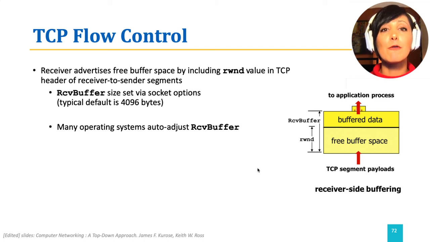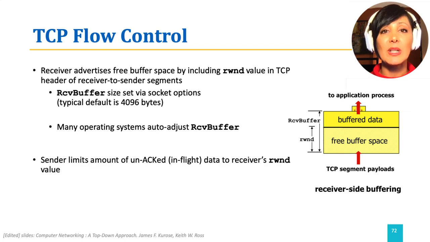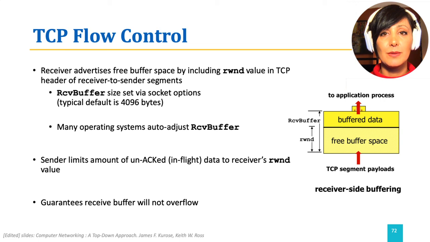The receiver informing the sender of this new, smaller value will cause the sender to limit the amount of unacked in-flight data to the receiver's new value of the receive window. This will guarantee that the receiver buffer will not overflow. Therefore, the sender will ensure not to overwhelm the receiver with too much data.